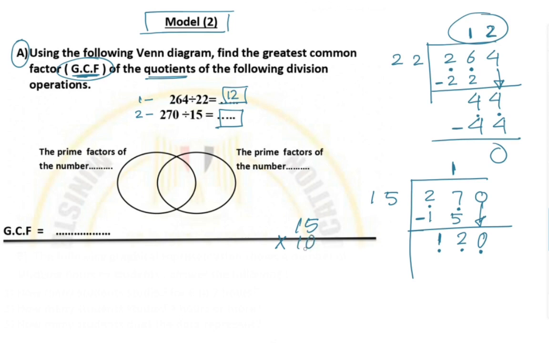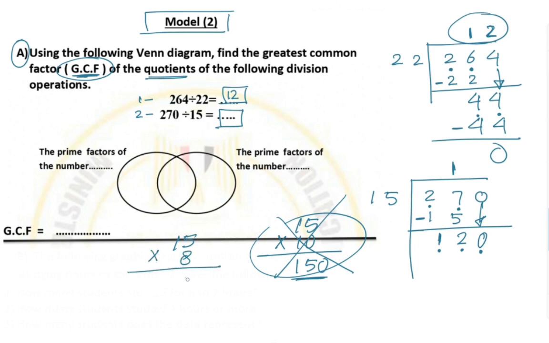15 by 10 equals what? Equals 150, right? Look here, 150 is greater than 120. So this trial is a false trial. Try another one, 15 by 8.